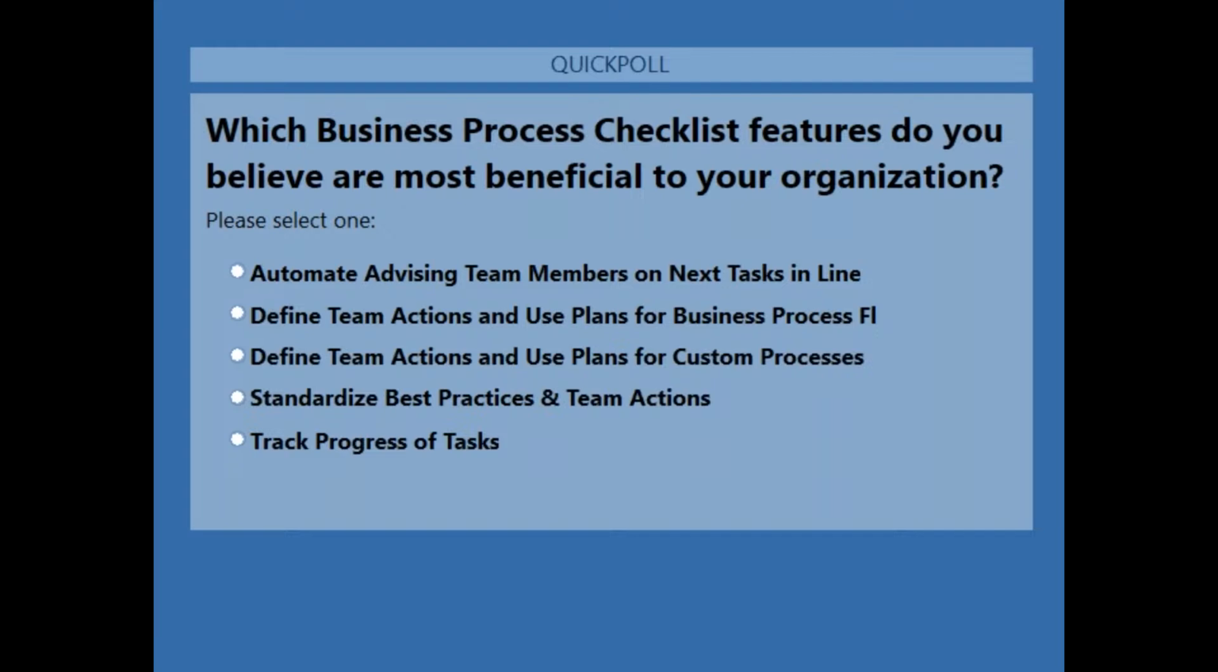True. So track the progress of the tasks is the clear winner right now, with almost, wow, automate advising. I was about to close the poll, and now I'm starting to get more and more responses. So really can't have a clear winner. Define team actions and use plan for custom groups. Great. So thank you guys. Thank you for casting your vote. For the time being, I'm just closing this particular poll, and the winner is the third option, which is define the team actions and use plans for custom. Sorry.